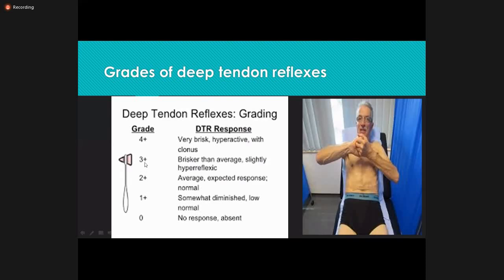Now there are 2 more grades, 3 and 4. In grade 3, we have brisk reflexes, meaning they come very quickly and give you a very marked response compared to normal. Grade 4 is very brisk, hyperactive reflexes, and they have clonus, right? So grade 3 is brisk reflexes, grade 4 is very brisk with clonus, grade 2 is normal, grade 1 is diminished, and grade 0 is absent or no reflex.